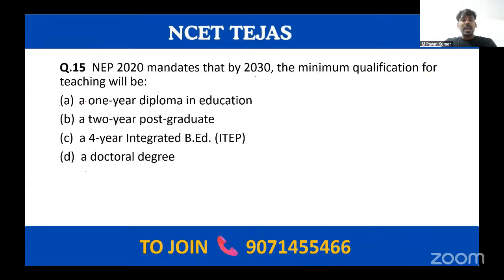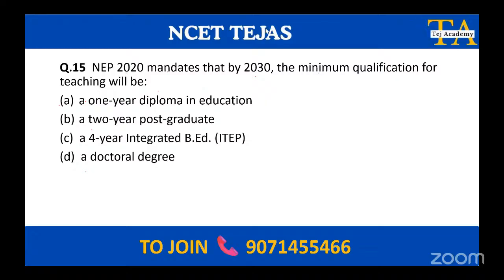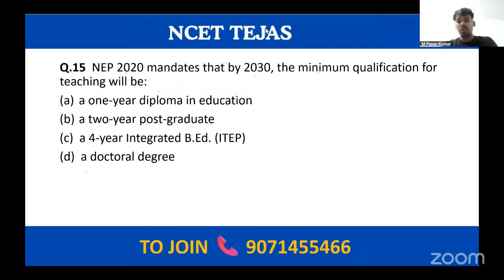Now, NEP 2020 mandates that by 2030, the minimum qualification for teaching will be option A, 1 year diploma in education, option B, a 2 year postgraduate, option C, a 4 year integrated B.Ed, or option D, a doctoral degree. Option C, sir. Soumya says option C, Gayatri and Shailaja have said option C, Yukti, I guess also. Yes, Rajata and Mahalakshmi, Suvarna. Okay. Pratyusha and Janisha have also joined for option C.